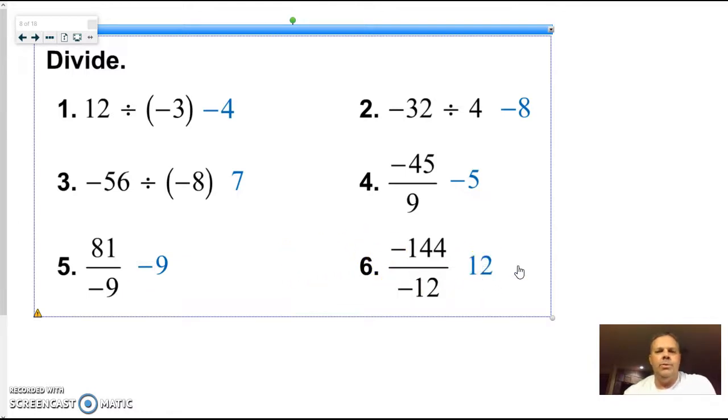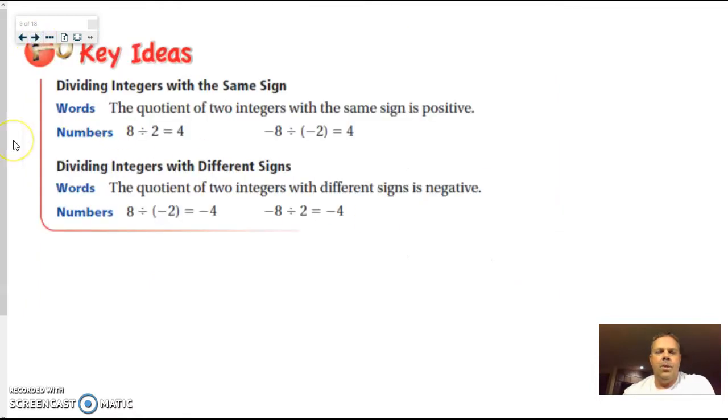So hopefully you were able to answer those 6 problems. As a reminder, when we divide integers with the same signs, the answer is positive. If we divide integers with different signs, the answer is negative.